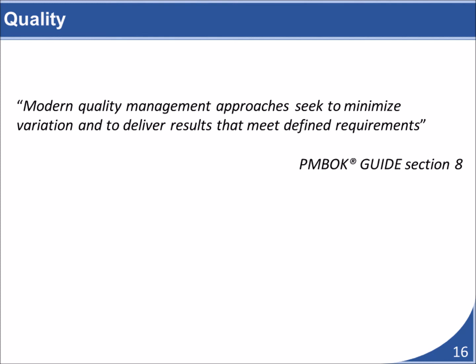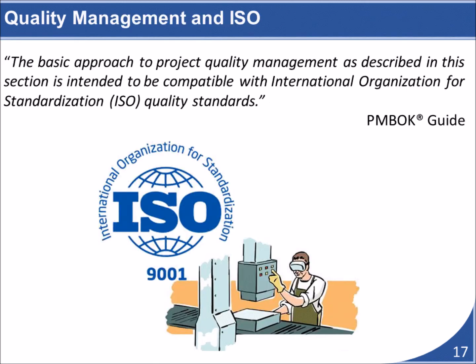The PMBOK guide specifies that quality means minimizing variation and bringing consistency to producing outcomes. But where does this definition come from? The PMBOK guide draws much of its quality-related industry best practices from the International Standards Organization, or ISO. ISO is used within the manufacturing industry to ensure that an organization has the processes and procedures in place to produce very consistent products. It is why when we buy an iPhone, a car, or some other product, our expectation is that it will work perfectly.